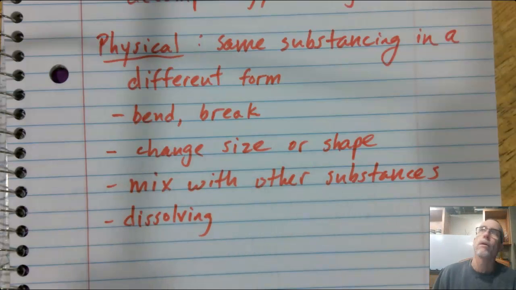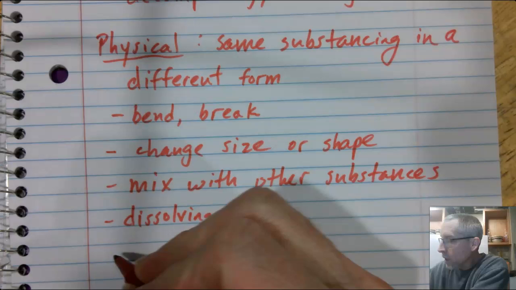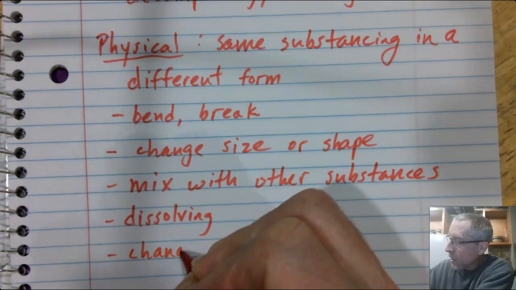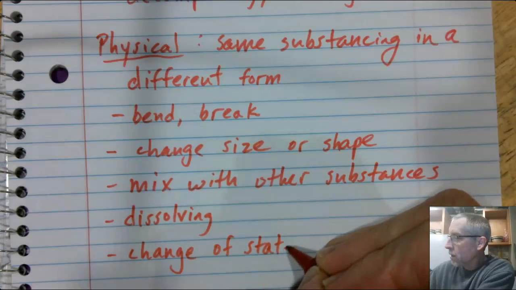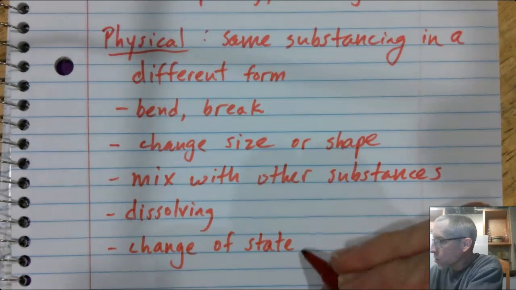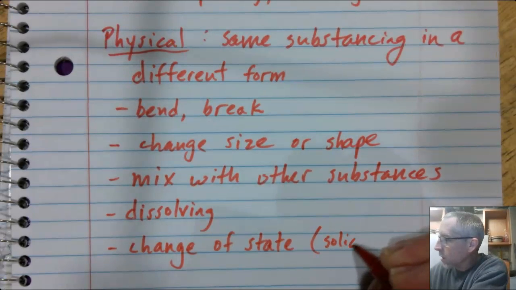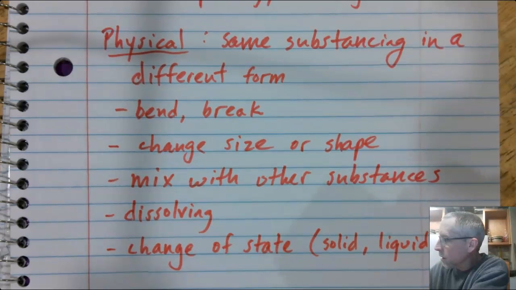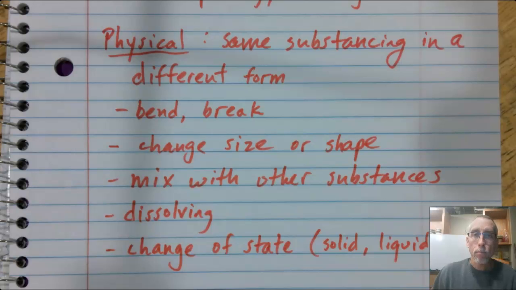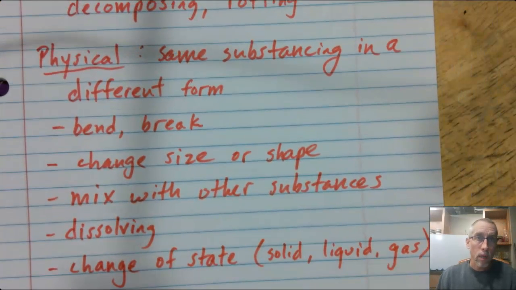If we mix sprinkles into your ice cream, they're still sprinkles, right? They haven't reacted with the ice cream to turn into something new. Anytime you change the state of the material, okay? So what I mean by state is solid, liquid, or gas. We call those the three states of matter. Just changing one of those does not change it into a new material.